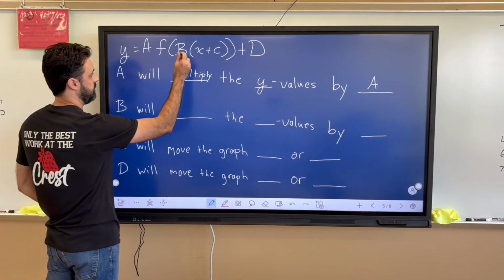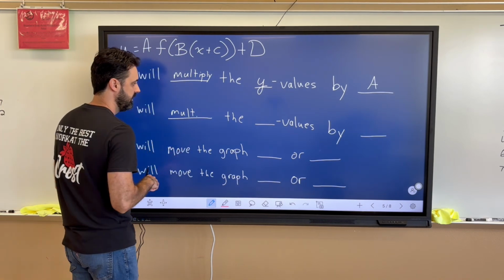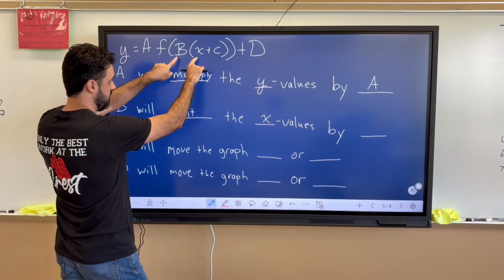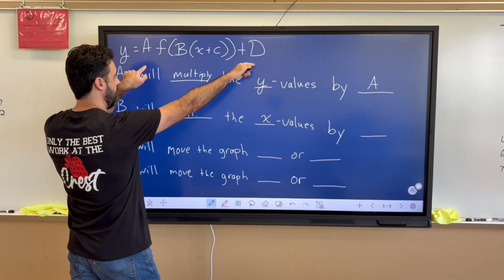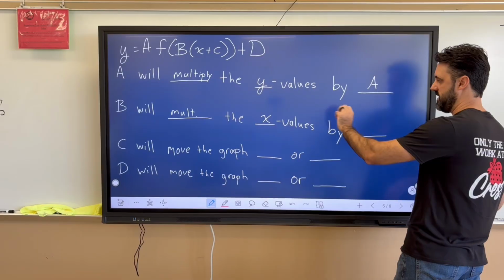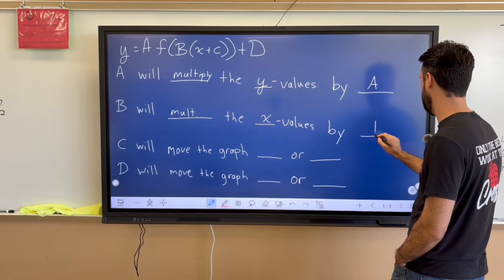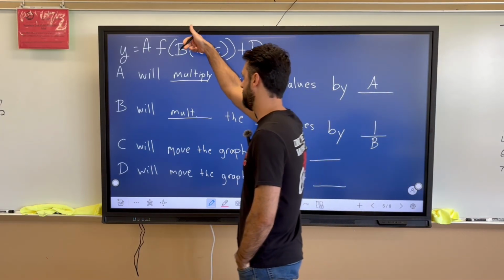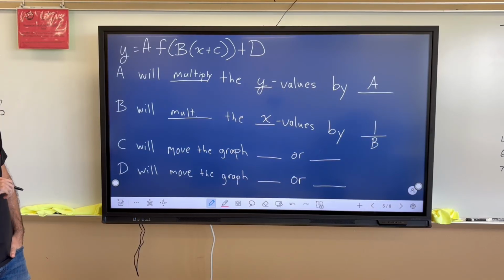B is also going to multiply. It's multiplication right here. But this time it's the x values because it's inside with x. The two that are inside affect the x, and the two that are outside affect the y values. But it's not going to multiply the x values by that value b. It's actually going to be by the reciprocal, so 1 over b. All right, so it flips it. It's not just b, it's 1 over b that we multiply by.